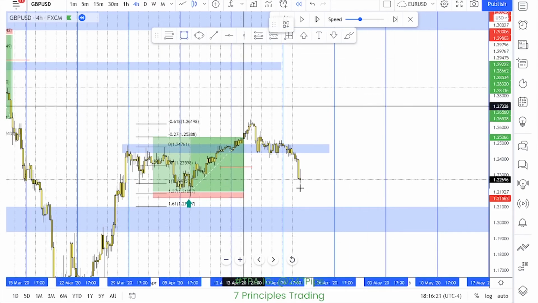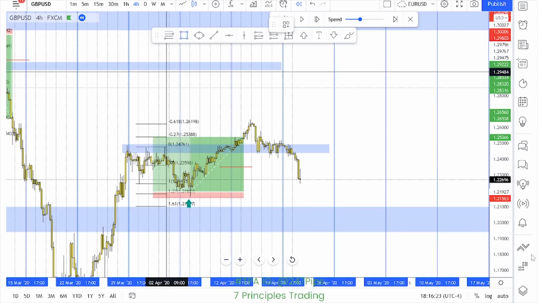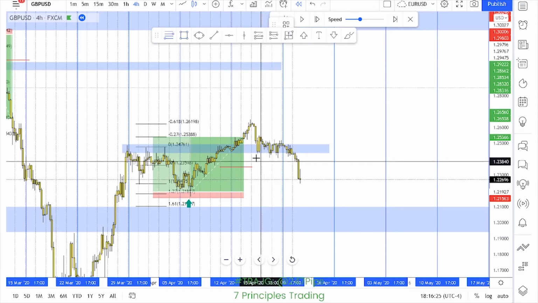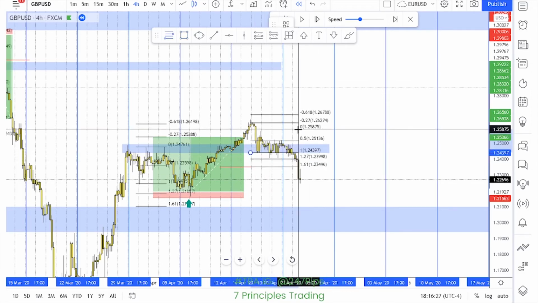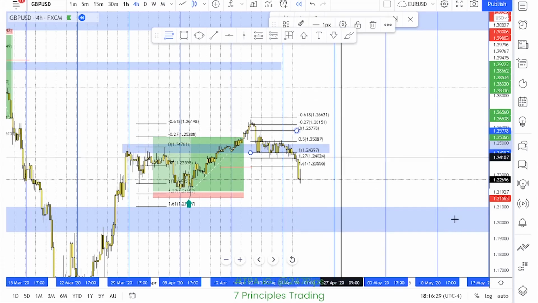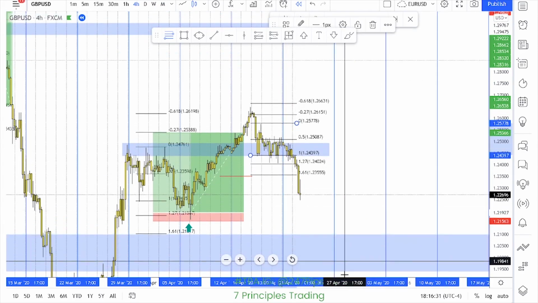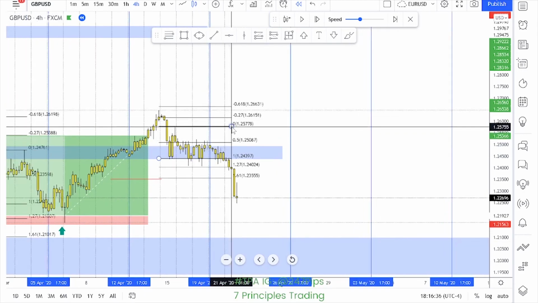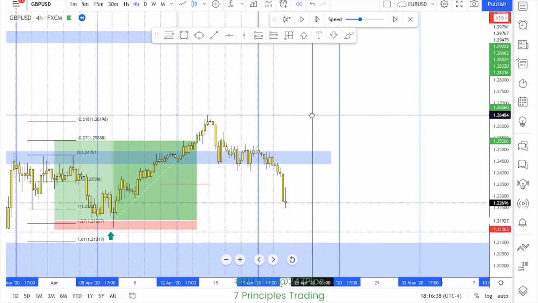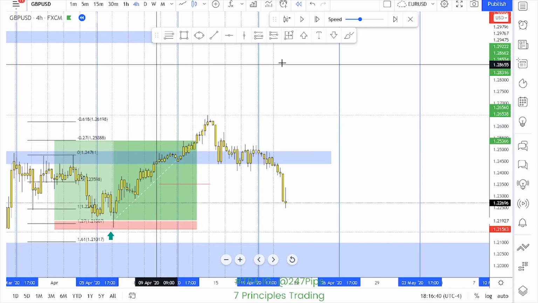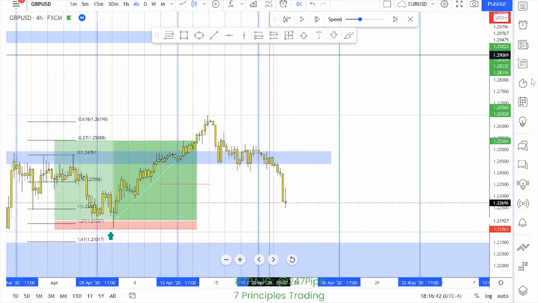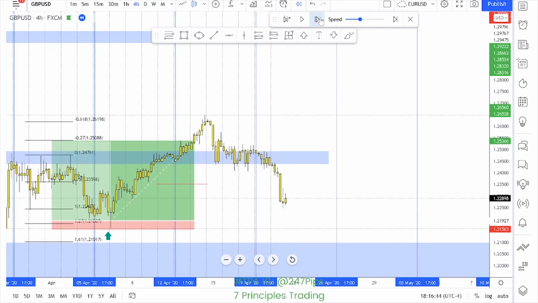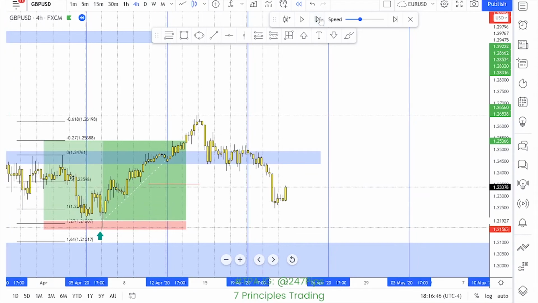Let's just see what the fib says from the low to the high, which is invalid on everything. So there's no 161, like the 161 and the 127 have already passed for entries. So that's not something I'm going to be interested in anymore. I'll just be late. Let us keep ticking through and see if we get any more information that we can work with.